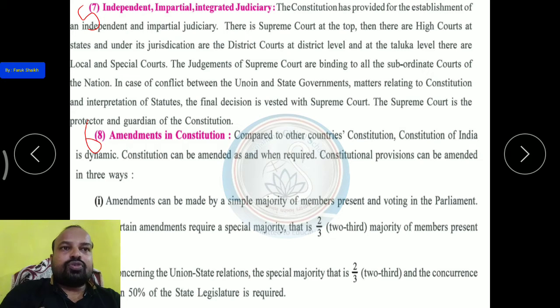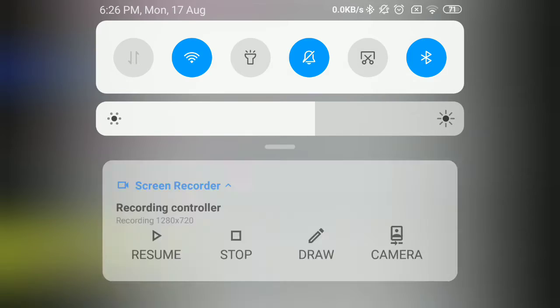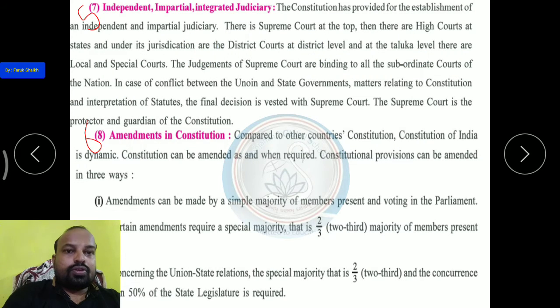Okay, there is a Supreme Court at the top, then there are High Courts at the state level, and under their jurisdiction are the District Courts. So this is the main feature. The Supreme Court is at the top, then there are High Courts at the state, and under their jurisdiction are the District Courts at the district level, and at the Taluka level there are the local and the special courts. I mean, there are different courts.